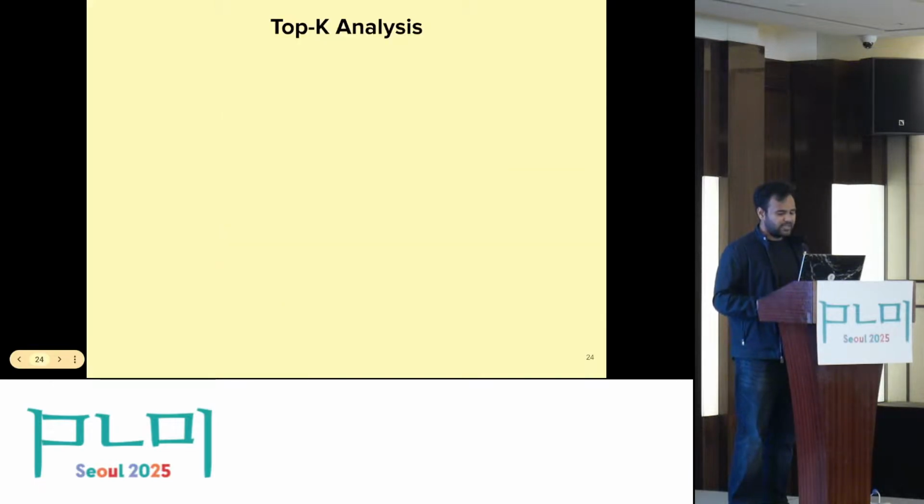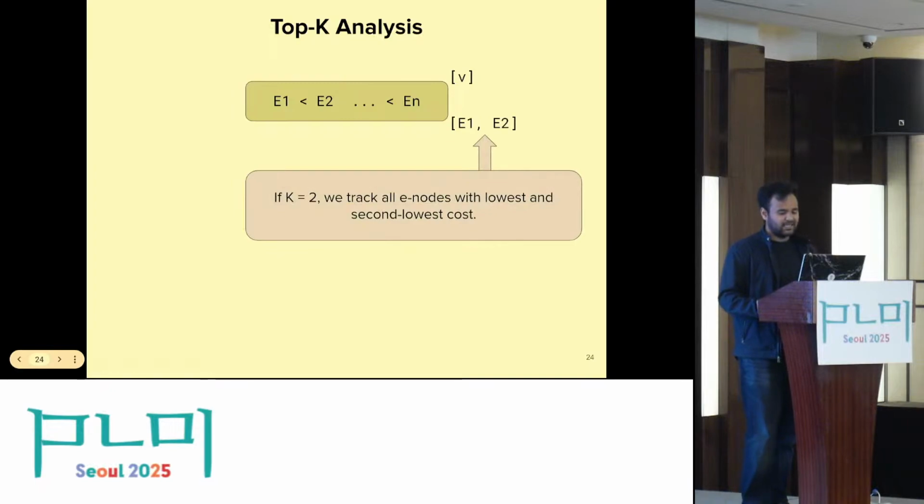So if we go back to our big E-class from before, top-K works by attaching an additional piece of information to it called the top-K set. If we set K to 2, then we're going to track all E-nodes with the lowest and second lowest cost in this E-class. And K equal to 2 is indeed the value we use in our experiments.